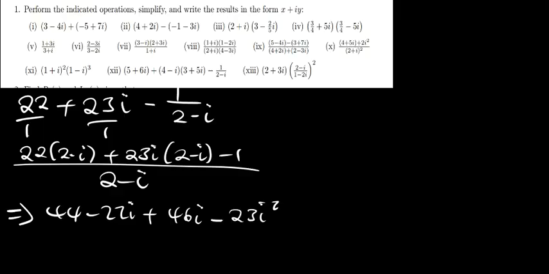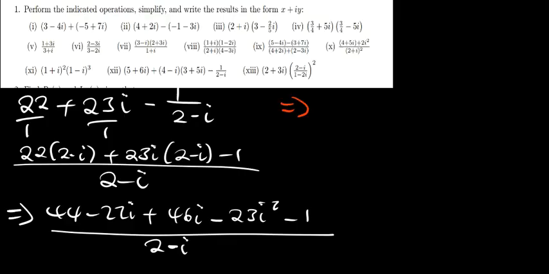So let's see. We'll have 22 times 2 is 44. 22 times i is 22i. Then plus 23 times that is going to be 46i. Then 23i times i will be negative 23i squared, minus 1. Everything divided by 2 minus i. I'll continue from this part here.